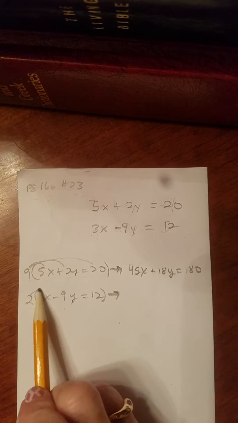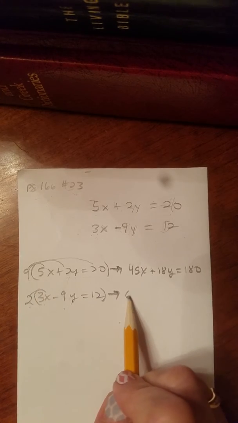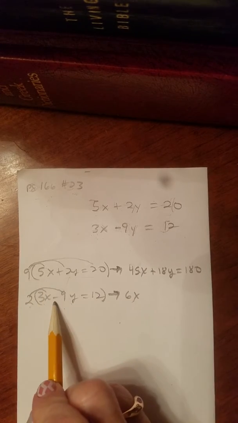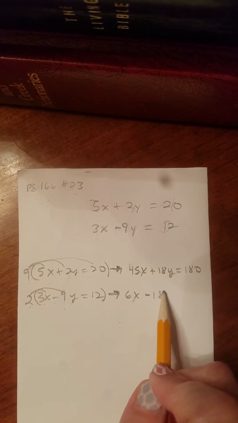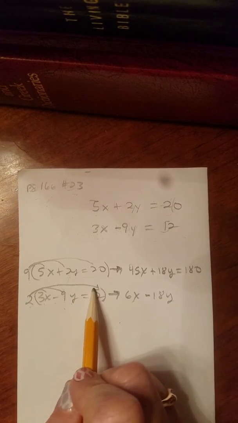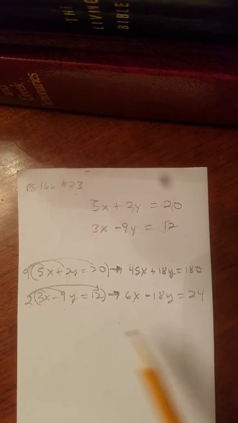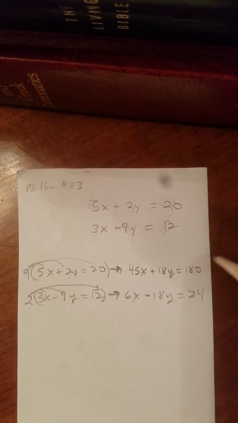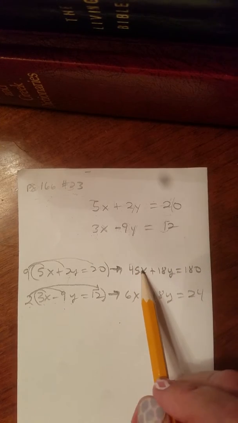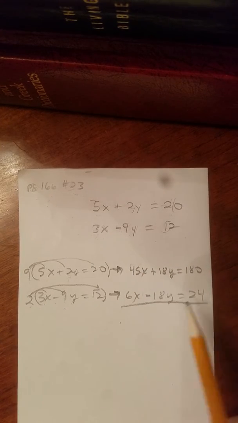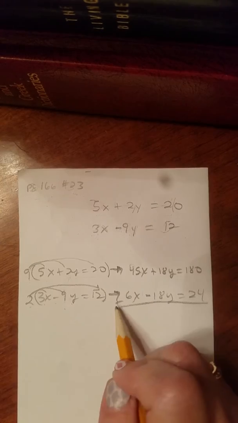And I would take 2 times 3 here gives me 6x. 2 times this negative 9 gives me a negative 18y, and 2 times 12 gives me 24. Now the whole point of why I chose these numbers is because now look what happened. When I take these two equations and do what we did earlier and add them, all right?